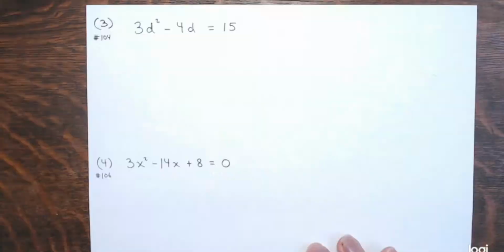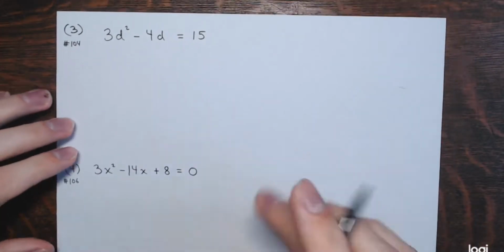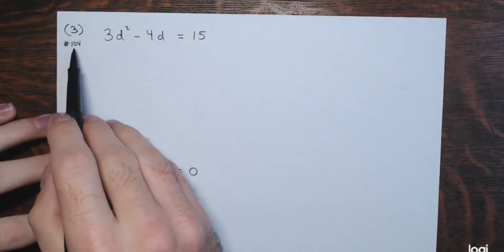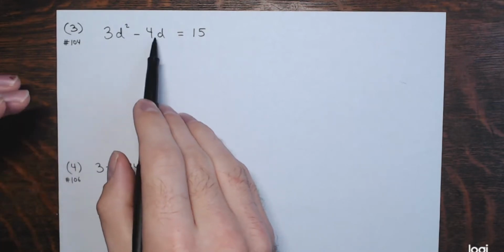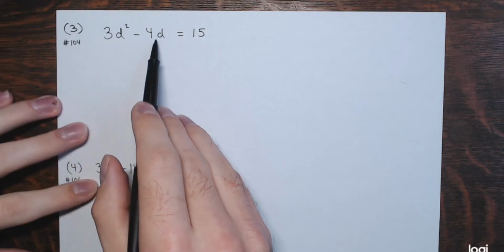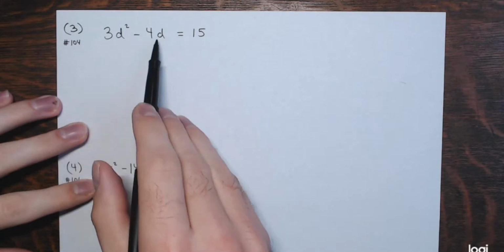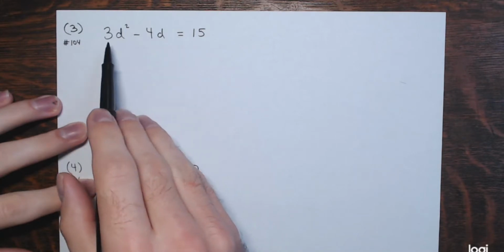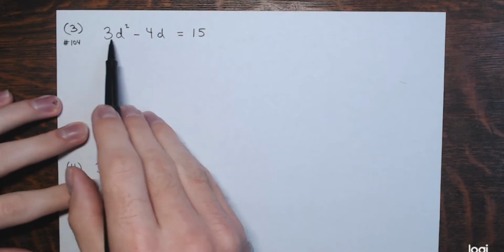Right. Next question, same thing. So exercise 3, which is number 104 from the text. Again, it's already almost the way I want it. I'm almost ready to complete the square. I just need to divide everything by 3, right? The quadratic term and linear term are on their own side, but I want the quadratic term to have a coefficient of 1. So I need to divide by 3.